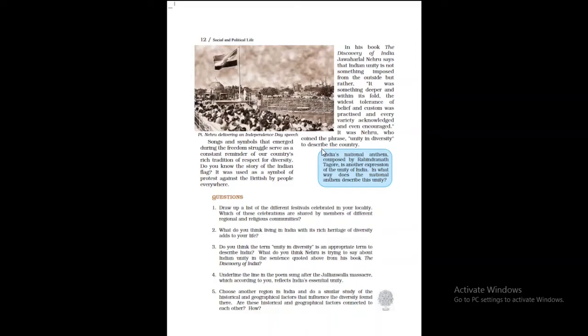In order to describe our country, he coined the phrase unity in diversity. Okay, boys, one important thing is here. See inside this box. India's national anthem was composed by Rabindranath Tagore, who was the first person from India to get the Nobel Prize. He was a great poet. So, if anybody asks you who composed our national anthem, Jana Gana Mana, okay?